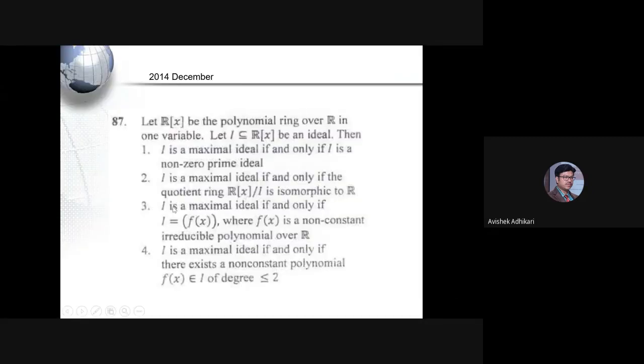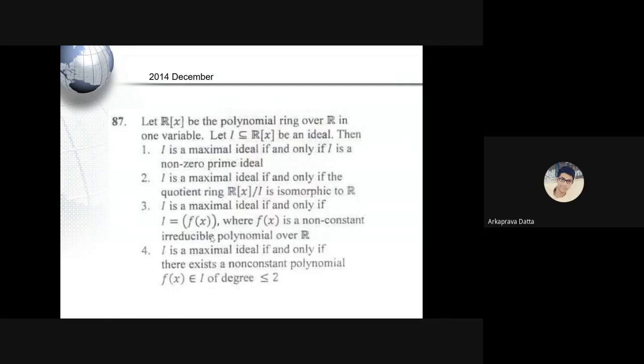Very good. Okay, what about this? I is a maximal ideal if and only if I is generated by f(x), where f is a non-zero, non-constant, irreducible polynomial over R. Is it true? Yes, sir, true. Very good. And what about the last one? Sir, true. Also true.